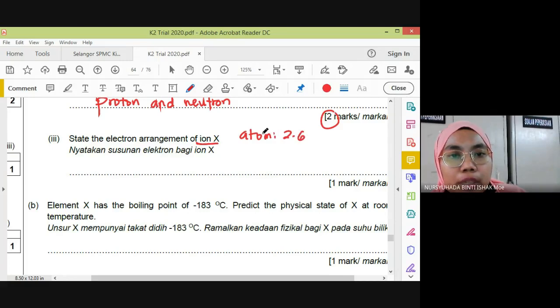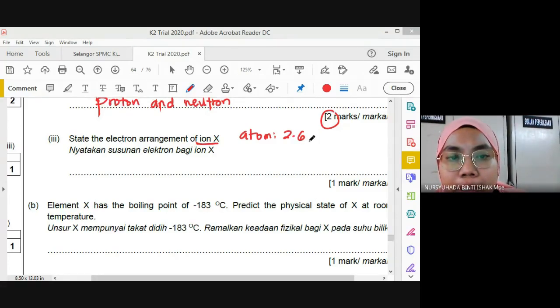2.6. So if ion, macam mana nak buat dia stable? Release or receive electron for X? Toh respon. Tak kena panggil nama ni. Senyap je.